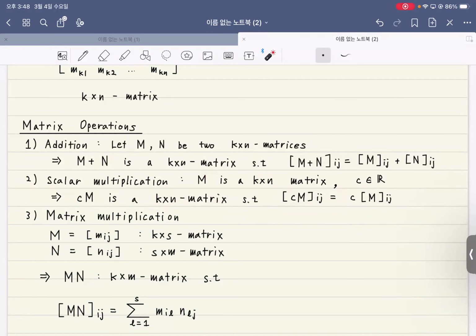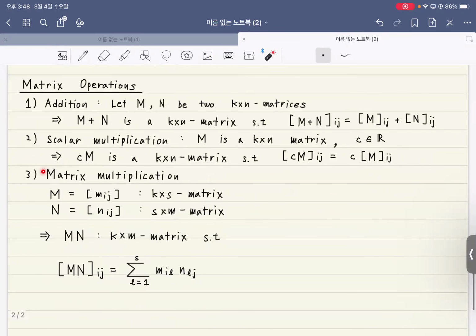All right, but now things are a little bit different when we talk about the matrix multiplication. Remember, in the world of vectors, we were able to have the vector addition and the scalar multiplication, but there was no such thing as vector multiplication. But in the world of the matrix, we have such a thing. Suppose, this time, that M and N can have different dimensions.